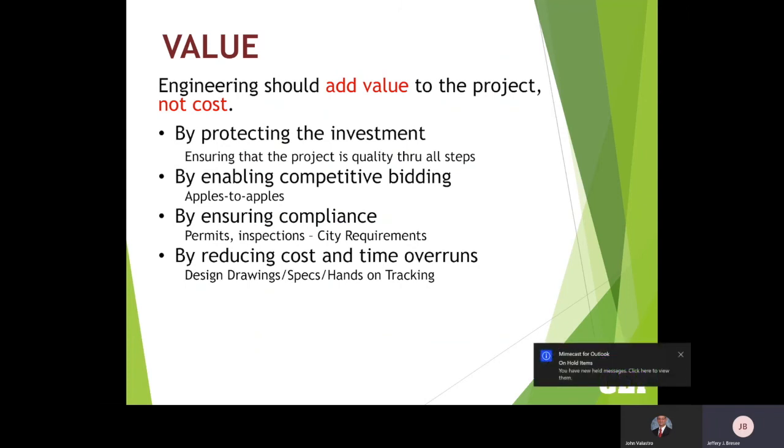Compliance: if you get in trouble with the city, you don't have permits, whatever, that's of course going to be a big problem. We are experts in working with those entities and keeping projects on track. And then just reducing the overruns. Once you get into construction, that stuff we just talked about in step E, there's just so many things that can happen that are going to add time or cost to the project.